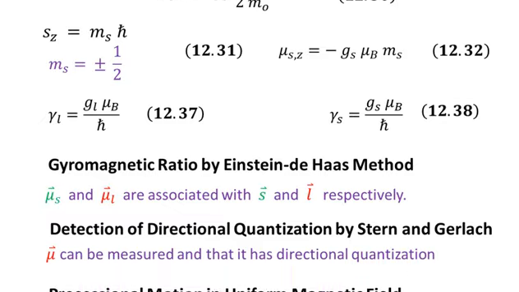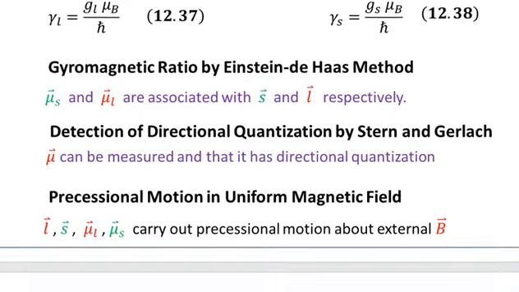Then some experiments were presented there. For example, the gyromagnetic ratio by the Einstein-de Haas experiment was presented. There we presented that mu s, the spin magnetic moment, and mu l, the orbital magnetic moment, are associated with the spin angular momentum s and the orbital angular momentum of the electron respectively.